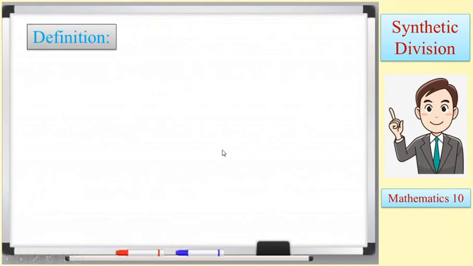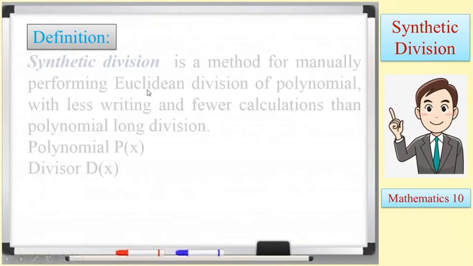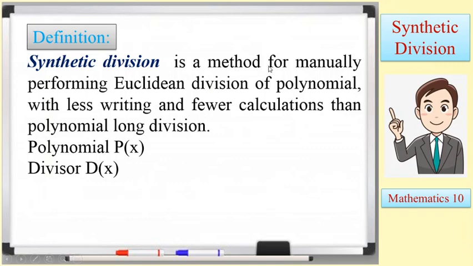So, definition: what is synthetic division? Synthetic division is a method for manually performing Euclidean division of polynomials with less writing and fewer calculations than polynomial long division. So we have the polynomial p of x and we have the divisor d of x.